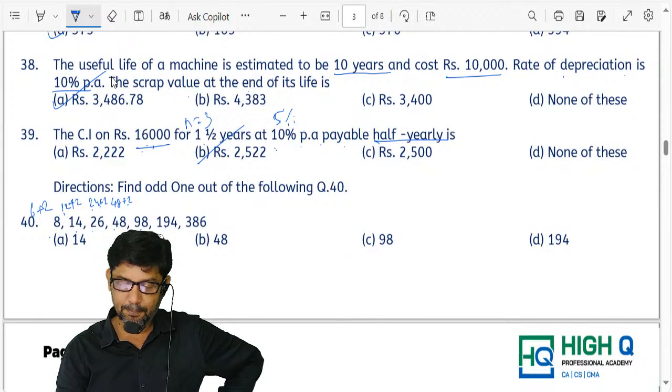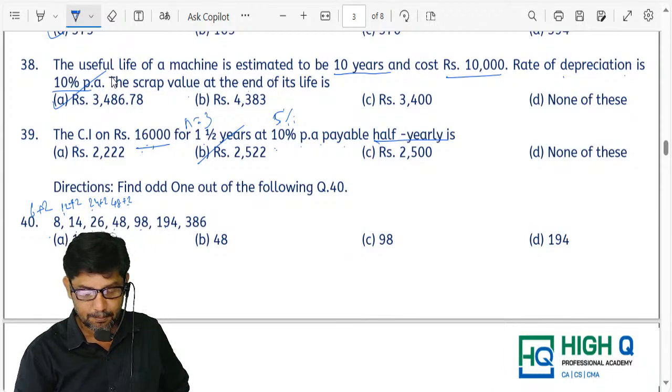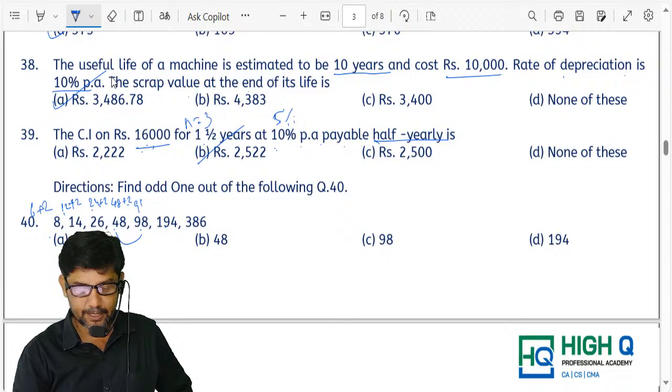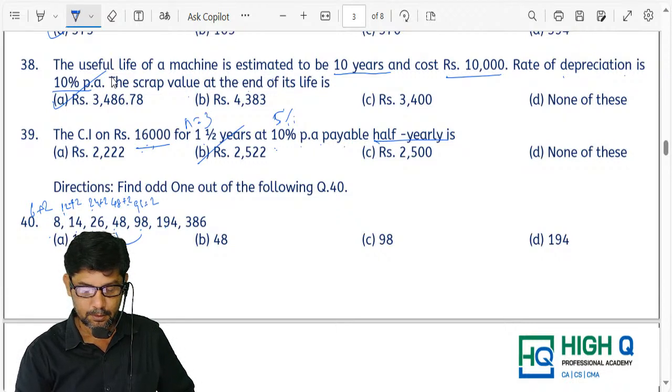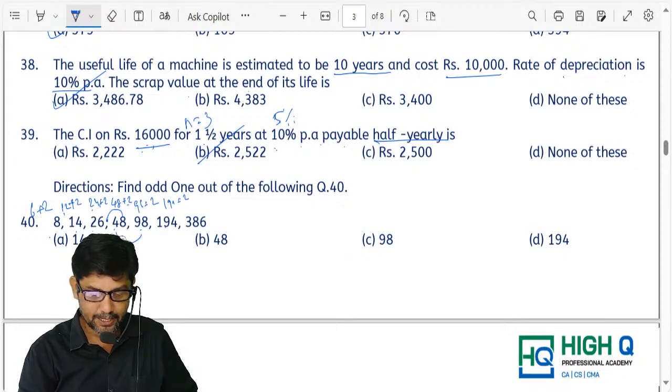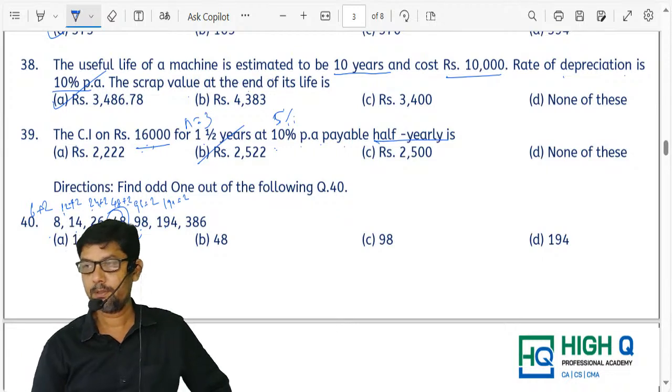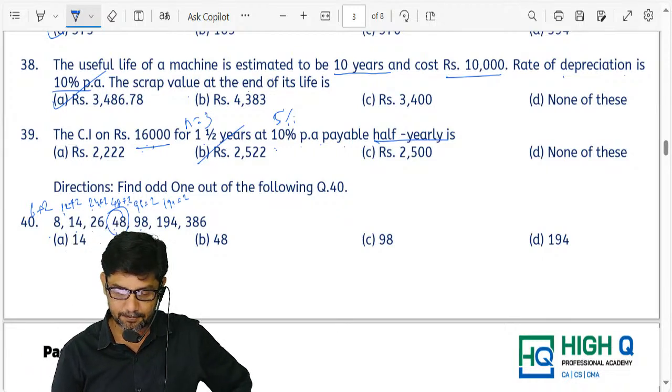So actually 48 plus 2 should have come, okay? Because 48 into 2 is 96 plus 2, then 192 plus 2. It goes on like that. So actually here this is the odd man out. It should be what? Different. 48.